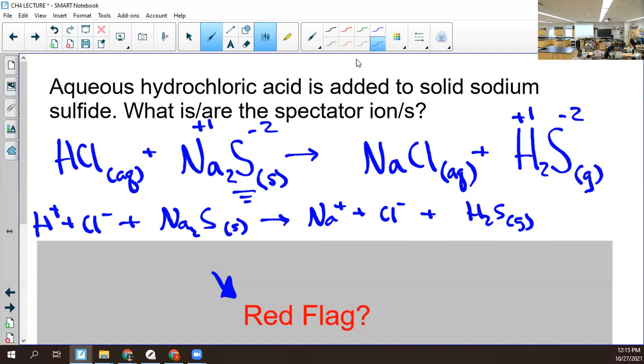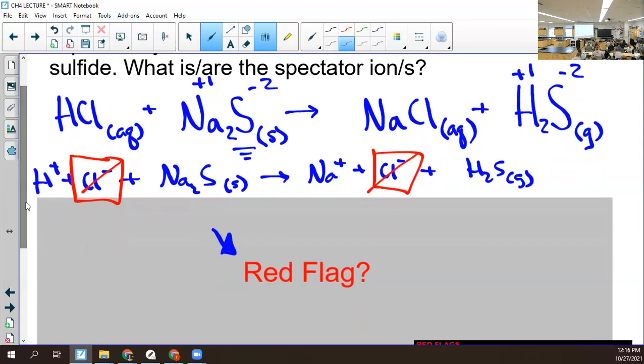So what are the spectator ions? It is only Cl minus, right? So the net ionic equation would be H plus, Na2S solid goes to Na plus, H2S gas. And this stuff, please remember, it stinks.